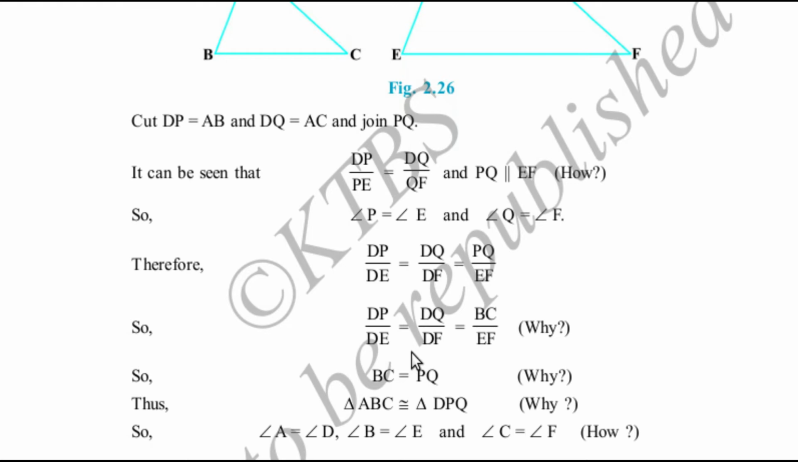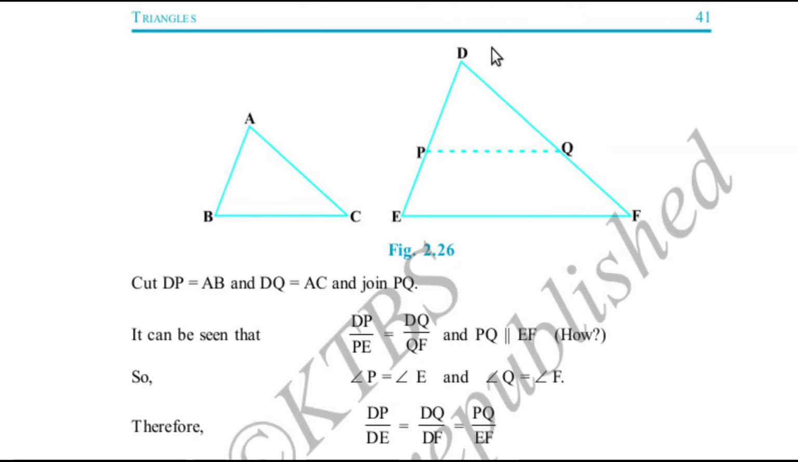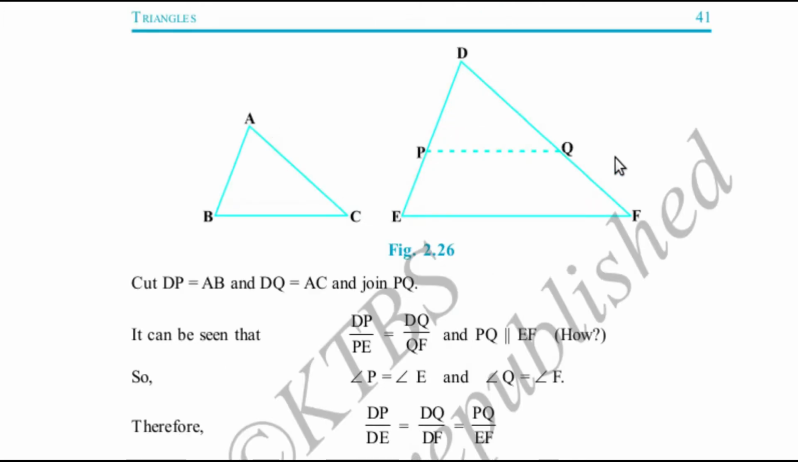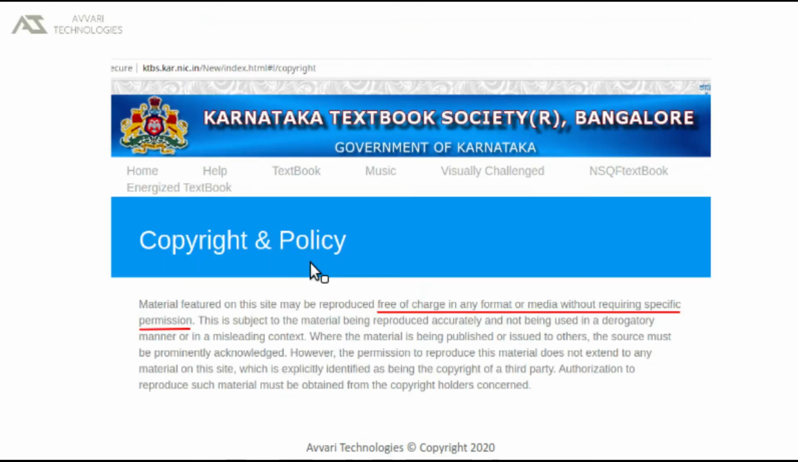Finally, angle A is equal to angle D, angle B is equal to angle E, and angle C is equal to angle F. We proved that these two triangles are similar by taking their corresponding sides. If their corresponding sides are in proportion, then their corresponding angles are equal. Hence proved.